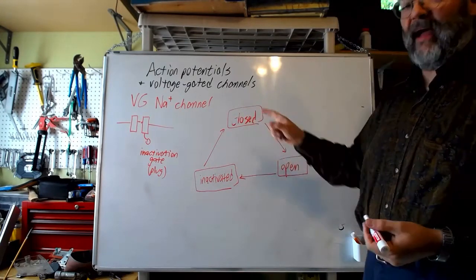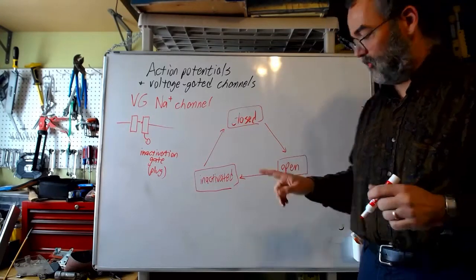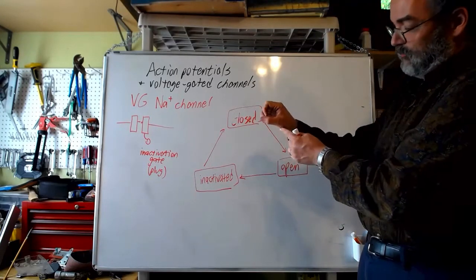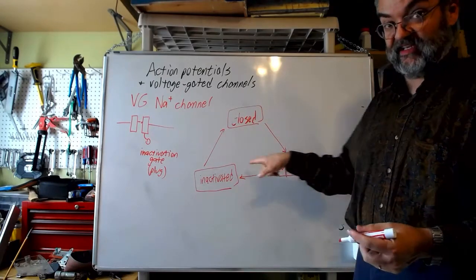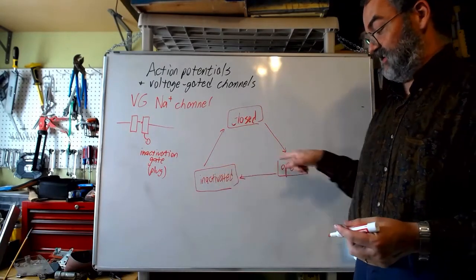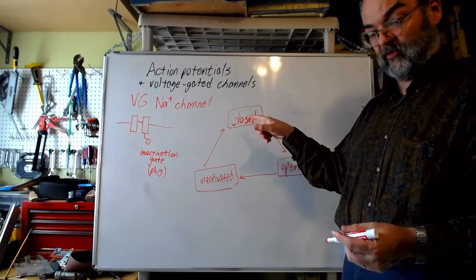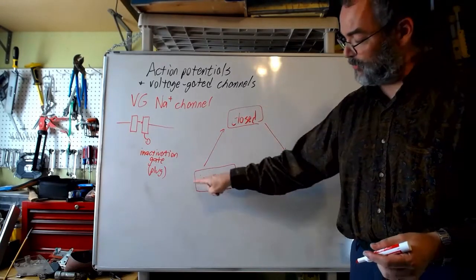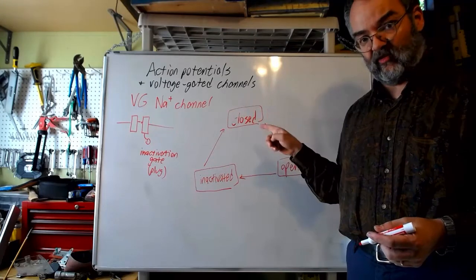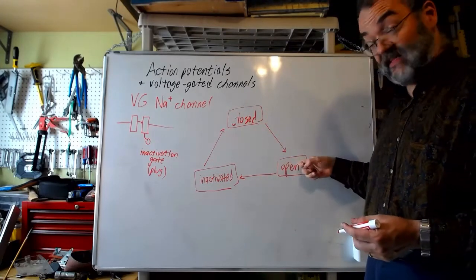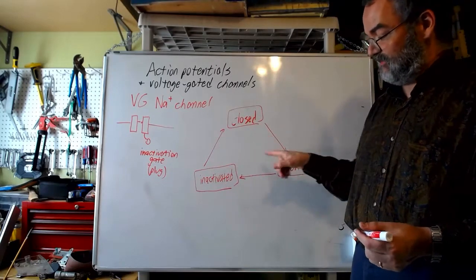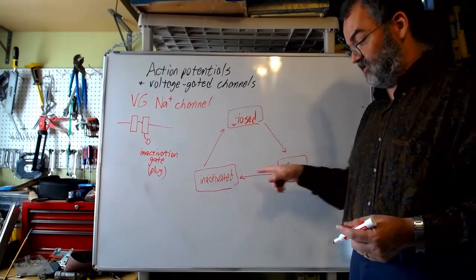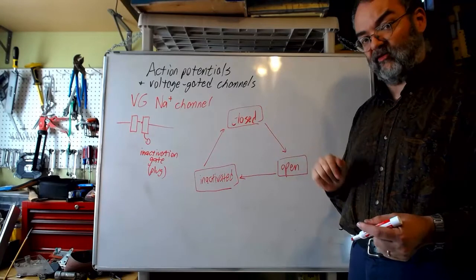But it can't go backwards. Again, simplified, but for our purposes, it doesn't seem to be able to go from just open to closed. If it's open, the next thing it can be is inactivated. If it's inactivated, it cannot just open. It has to go to closed first. Now, note, both of these states don't allow sodium flow. Only when it's in this state can sodium flow through it. The reason this is different is that if I'm inactivated, I can't just go back to open. I have to go through the regular closed state.